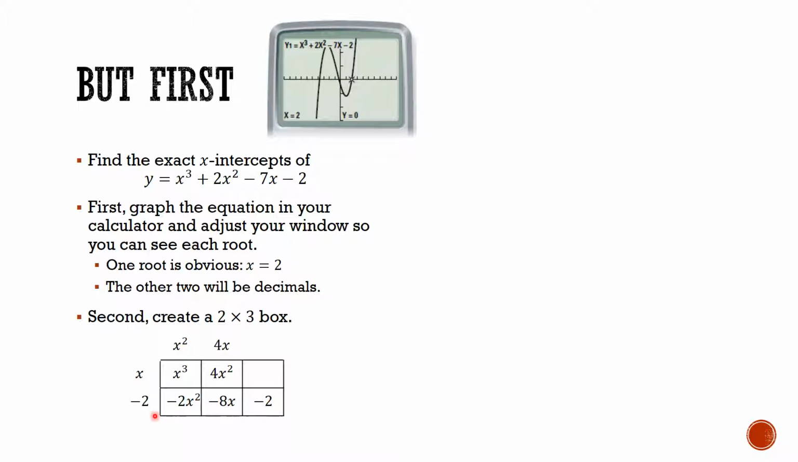Last thing, we have negative 2 and negative 2, which means this must have been a 1 up here. Therefore, 1 times x is 1x. So we filled it out. We know that we have x minus 2, and then we also have this piece. This piece tells us the other two roots. In order to find what those roots are, we have to use the quadratic formula.